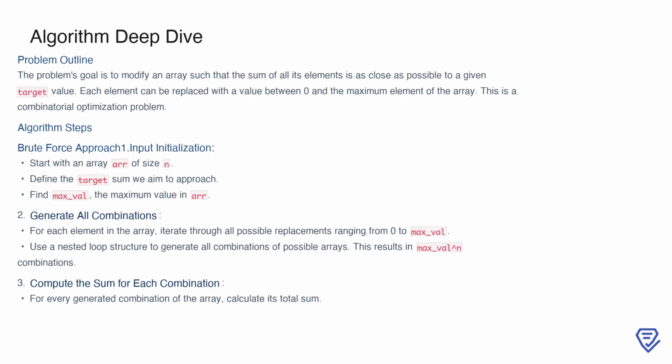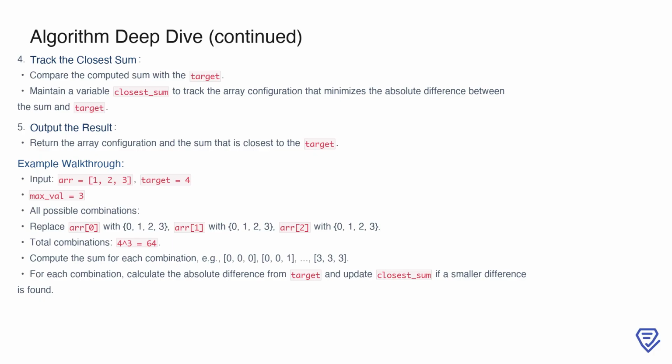For each of these combinations, the next step is to calculate their sum, which will later be compared to the target value. After generating all possible combinations and computing their sums, the next step is to track the combination that has the closest sum to the target. This is done by maintaining a variable called closest_sum, which keeps track of the smallest absolute difference between a combination sum and the target. For every combination, we calculate the absolute difference and update closest_sum whenever a better result is found. Once all combinations are evaluated, the array configuration that produced this closest_sum, along with the sum itself, is returned as the result.